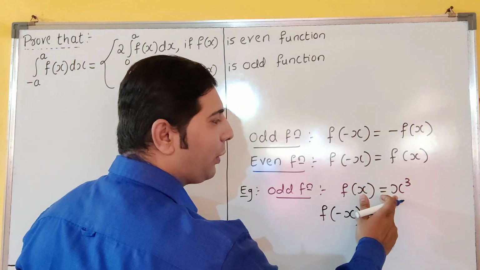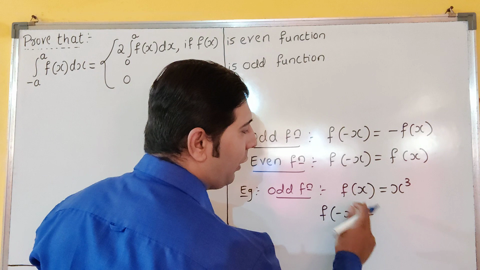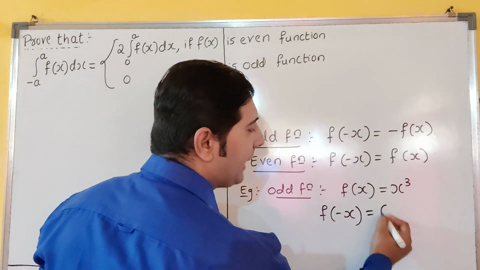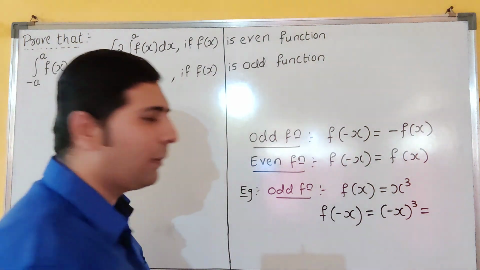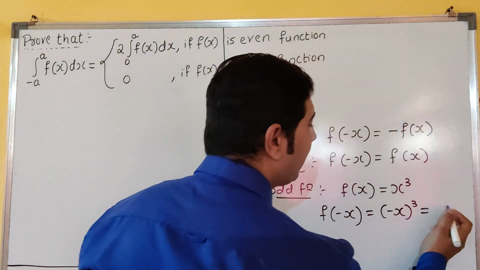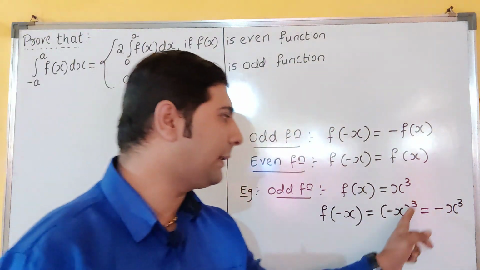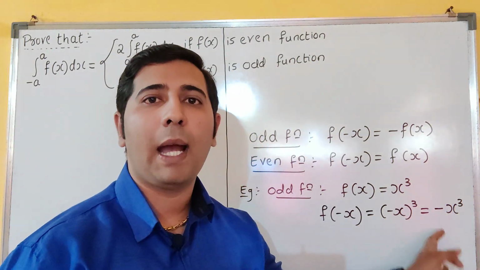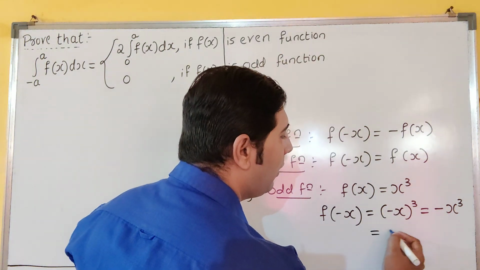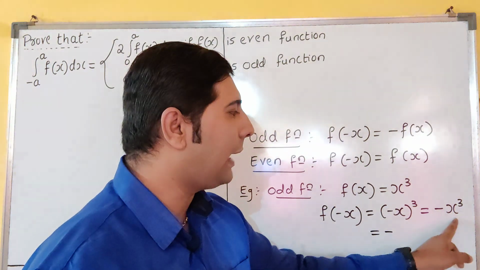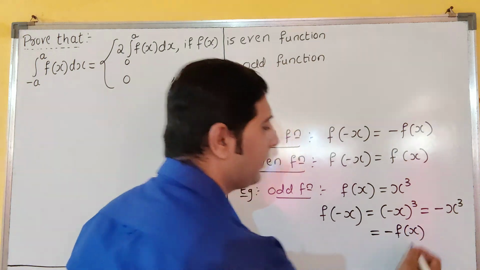f of x is equal to x cube is given. So you have to find f of minus x now. You replace x by minus x, giving minus x whole cube. Minus x whole cube means you will get minus x cube only, dear students. Got it? So this is nothing but minus, and this x cube is what? It is f of x, dear students.